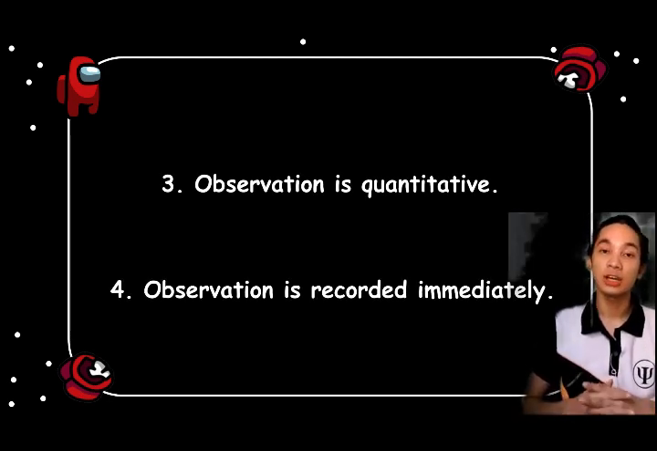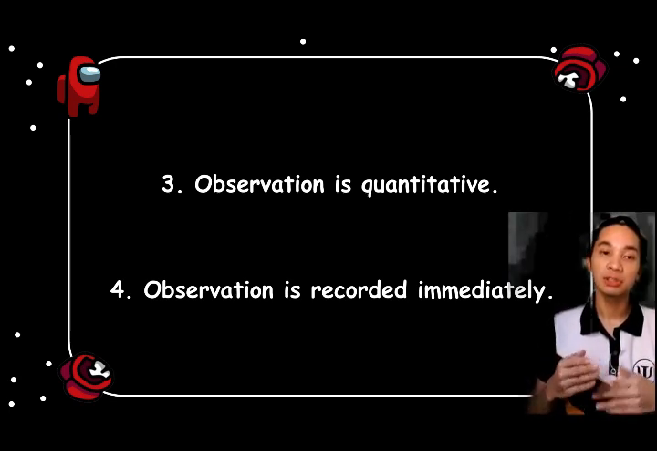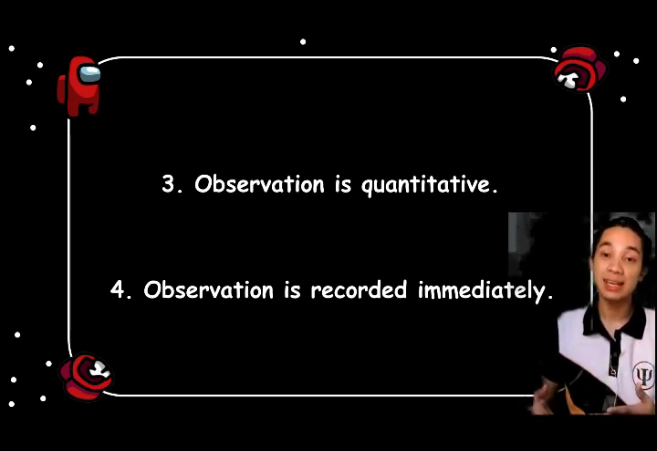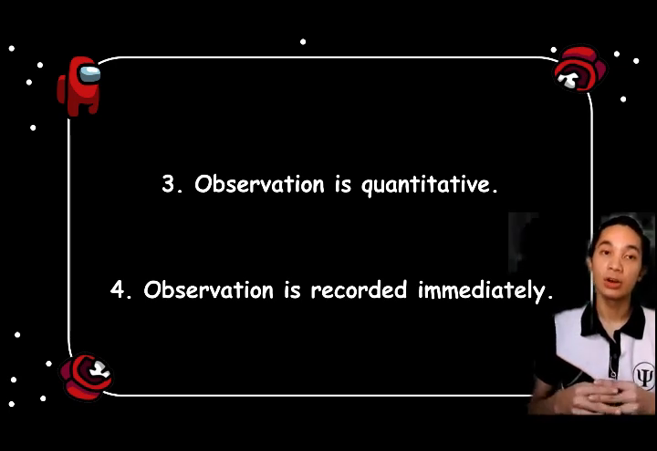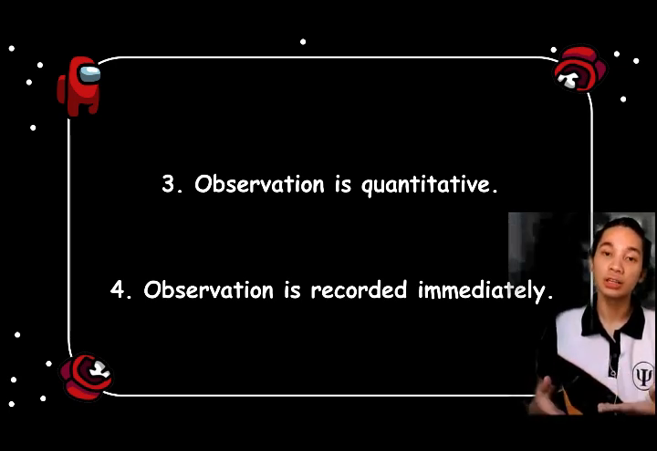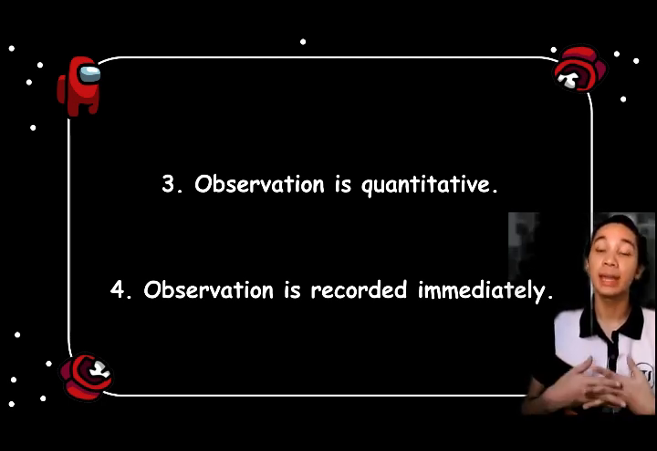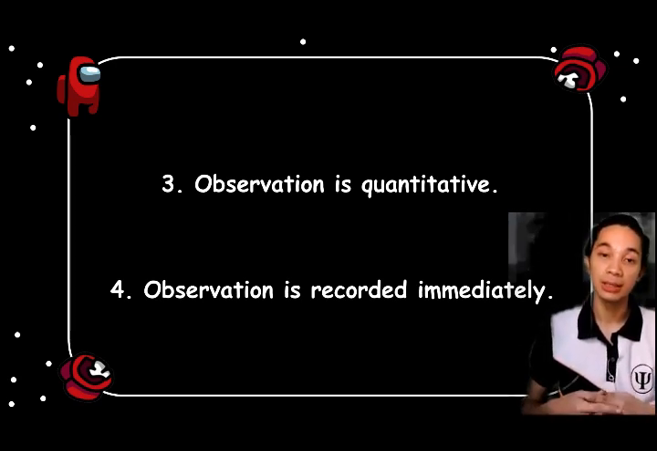The third one is observation is quantitative. It is usually with a tally of the number of instances a particular type of behavior has occurred, or it can be the total duration of the conduct during the period of observation. Sometimes a diagram is made to show spatial relationship for us to have a better understanding.